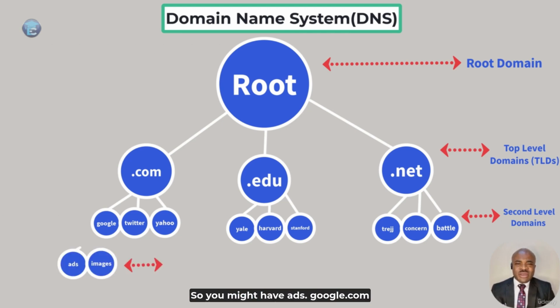So you might have ads.google.com, images.google.com. In this example, ads is the subdomain, Google is the second-level domain, and .com is the top-level domain. For most websites, the subdomain points to an IP address or resource different from the second-level domain. Here again, the DNS helps lead us to the right place.